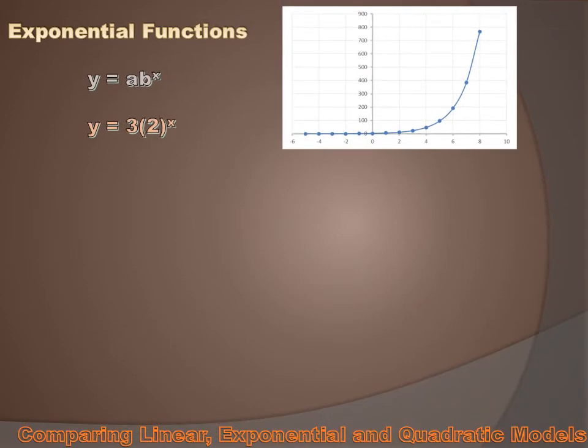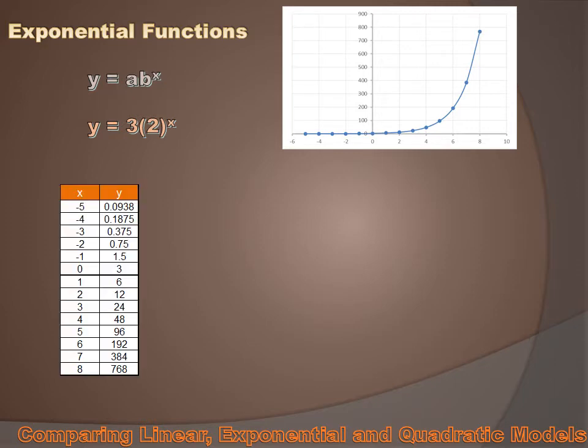Now let's look at exponential functions. How about y equals 3 times 2 to the x power, which is graphed on the right. And you can see this is showing exponential growth. Increases in x result in increasingly greater increases in y. It's showing exponential growth, and it's an exponential function. This table of data also represents the function y equals 3 times 2 to the x.